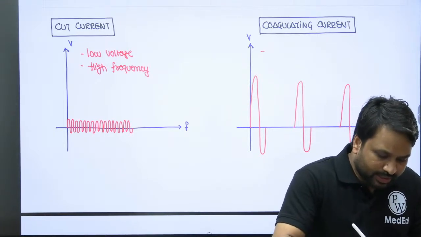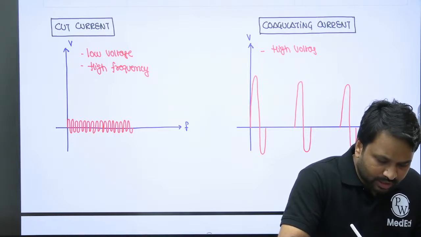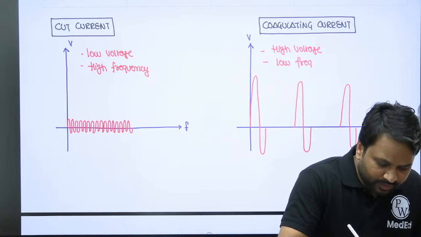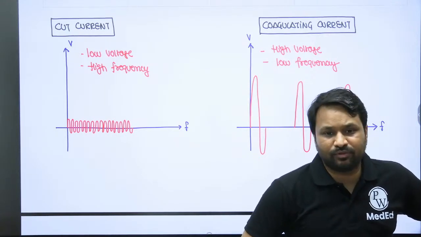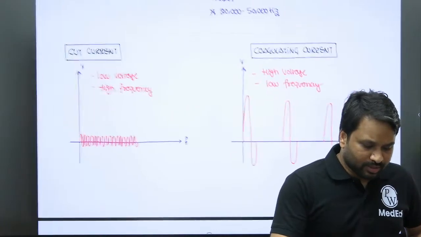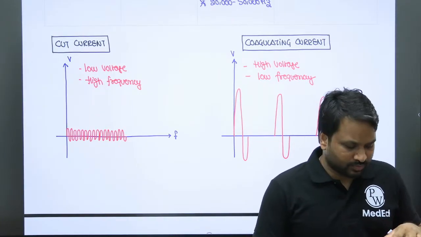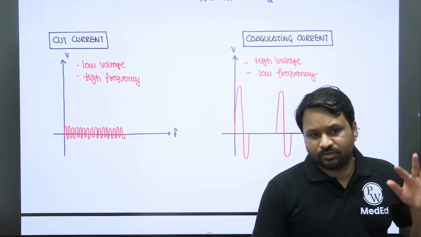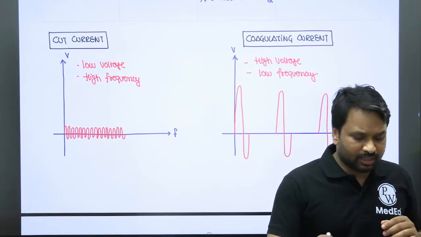For a coagulating current, it will have high voltage, but it will have low frequency, right? So this is about the cut and the coagulating current. For cut, it is going to be a continuous current. For coagulating, it is going to be an intermittent current.